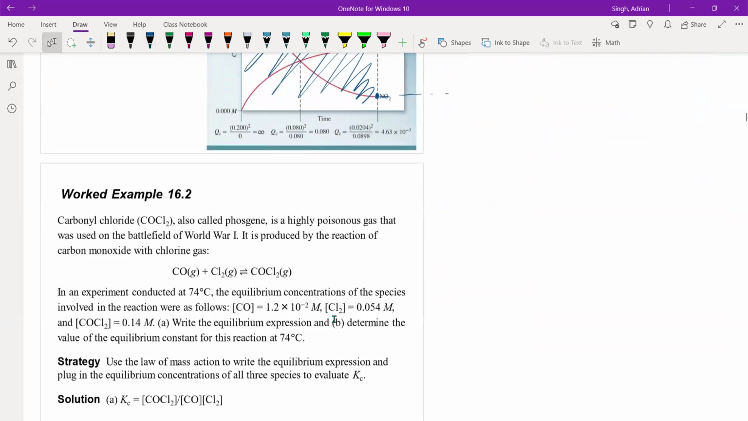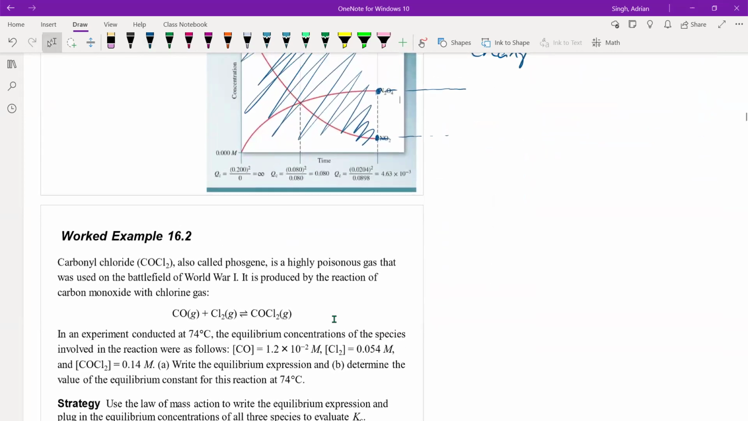All right, let's take a look at an example. It says carbonyl chloride, COCl2, which is also known as phosgene. That's this thing here, used in World War I. It gives us the reaction, the equation, carbon monoxide and chlorine to produce phosgene. And then it says in an experiment at 74 degrees Celsius, the equilibrium concentrations. So now we have the concentrations at equilibrium.